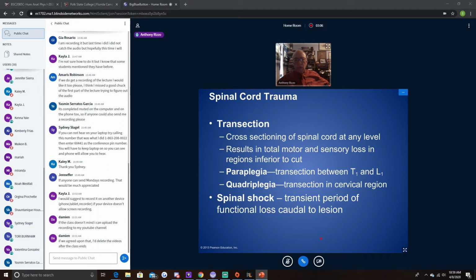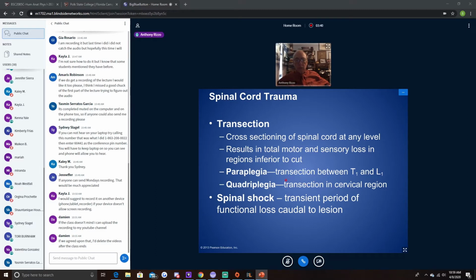Cutting the cord, unfortunately, is a very, very severe injury. If you cut the cord completely, that's called transection. And everything that is innervated from that level of transection all the way distally will be lost. So paralysis and sensation, if you cut the cord completely, will be lost for everything distal to the transection.